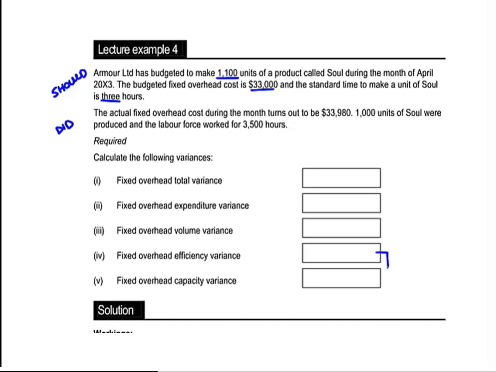And remember then that the efficiency plus the capacity variance is going to be equal to the volume variance, and the volume plus the expenditure is going to be equal to the total variance. And that total variance is basically the under or over absorption. So let's have a look then at breaking this down and answering these questions.